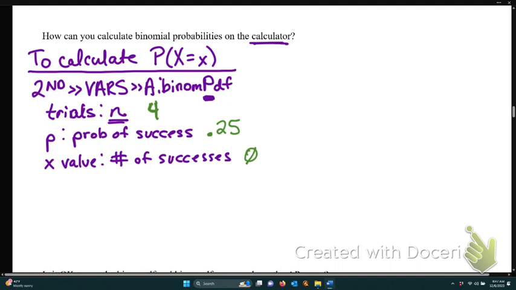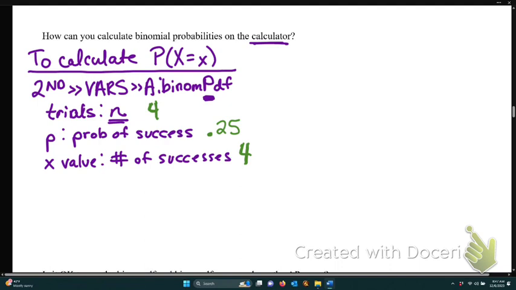Go back to second vars, A for binomial PDF, and I want you to do trials 4, probability of success 0.25, number of successes, put in a 1. What do you get? 0.422. Same thing from yesterday. I want you to do it one more time, but put in a 4. What do you get? It's the same, 0.0039.